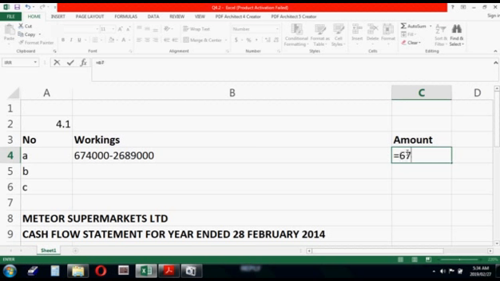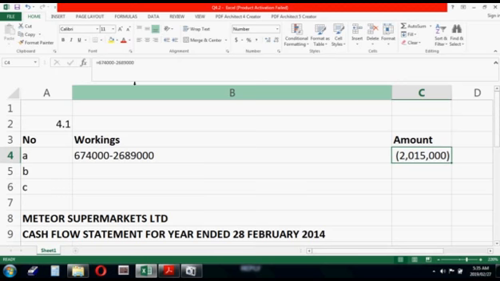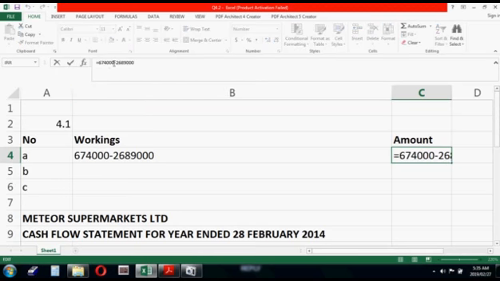So let's just see how much it amounts to. So it's 2,015,000. Okay, I think I have 102 missing here because it can't be a negative value.